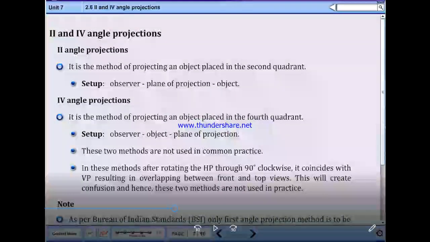In these methods, after rotating the HV through 90 degrees clockwise, it coincides with VP, resulting in overlapping between front and top views. This will create confusion. Hence, these two methods are not used in practice.